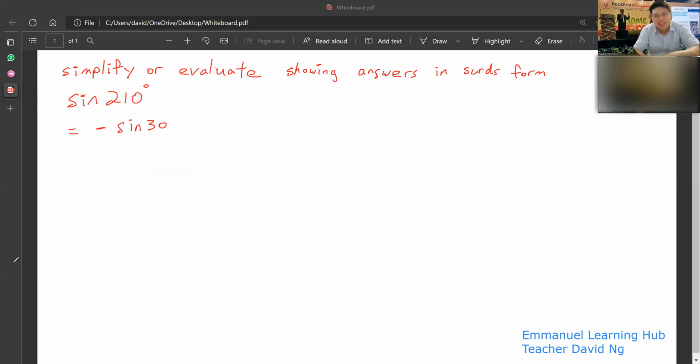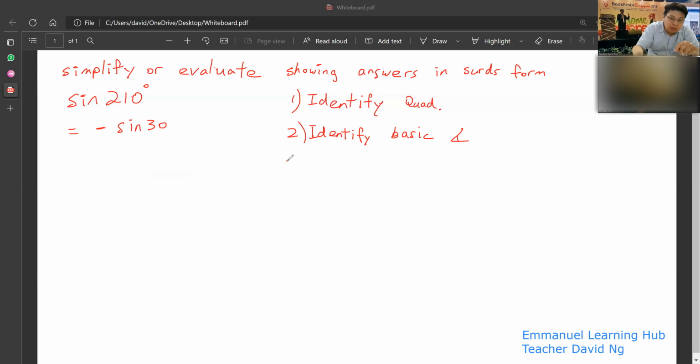Okay, step number one, identify the quadrant. Which quadrant? Third quadrant. That one is quite simple, you can identify. Once you identify the quadrant, it's the third quadrant, then you ask yourself, do I have a negative sign? Yes, in the third quadrant sine is negative. Then identify the basic angle.